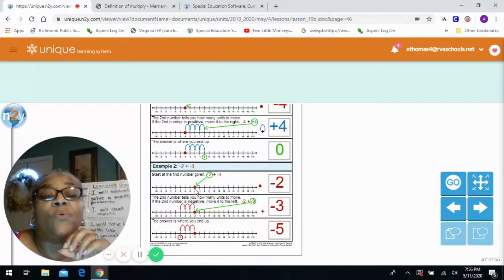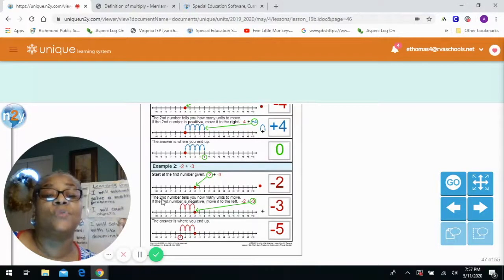Now, we're on -2, so it's a negative. So which way are we going to move? If we're positive to the right, negative is to the left. So it's 1, 2, 3. And we're at where? -3. Now look at it. We added 2 negatives, so the sign does not change. If you stayed on the negative side, it's still going to be on the negative side.